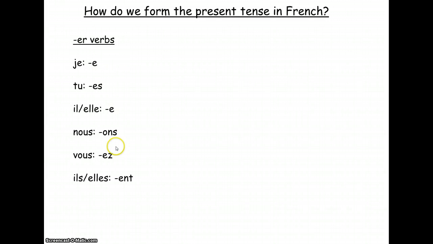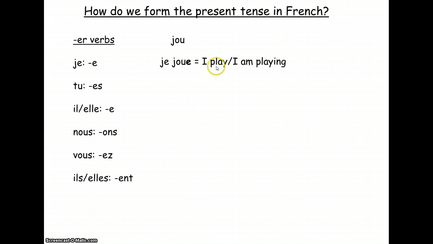E, ES, E, ONS, EZ, ENT. And the best way to do this is to simply learn those endings so that you can chant E, ES, E, ONS, EZ, ENT. Because if you can repeat them off the top of your head, you'll be able to use them much easier. Alright, so let's take our example of jouer. Jouer, you can see we've got out of the dictionary or off the back of the learning mat, and we've found that it's an ER verb. So the first thing we need to do is get rid of that ER, and then we have our stem. Okay, so our stem we then add these endings to.